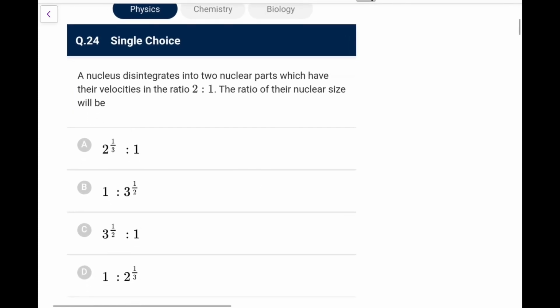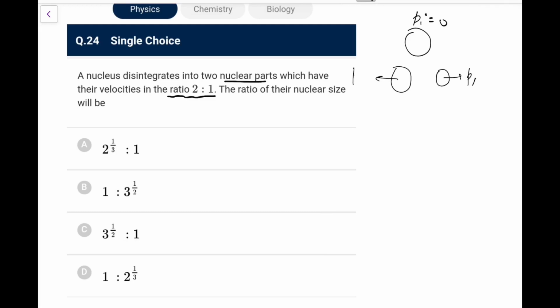A nucleus disintegrates into two parts which have their velocities in the ratio 2:1. What is the ratio of their sizes? Now in this question, we'll assume the nucleus is initially at rest, so initial momentum is 0, so final will also be 0. So the two parts will fly off like this. If one has P1, the other will have P2, both the same in magnitude, opposite in direction. So I can write m1 v1 equals m2 v2. So m1 by m2 is v2 by v1, which as per the given ratio is 1:2.